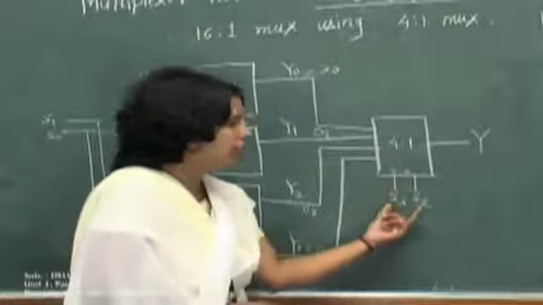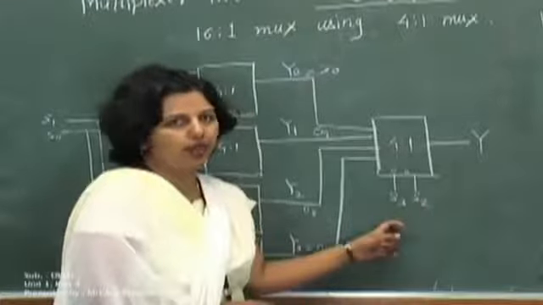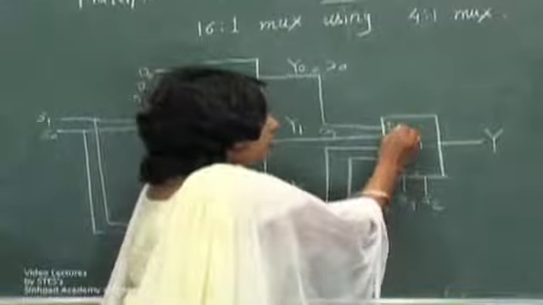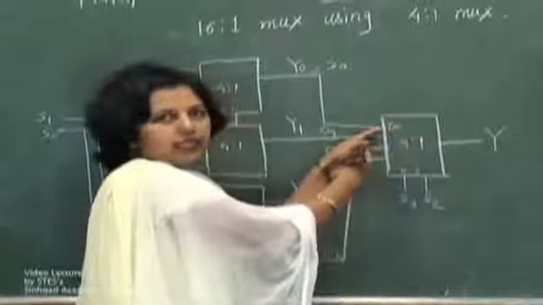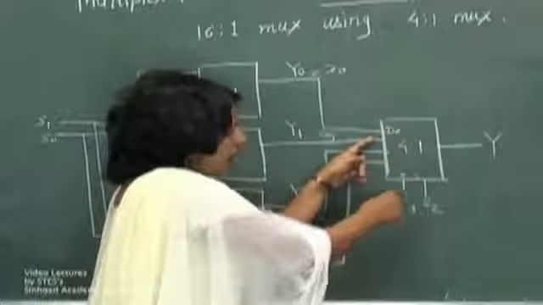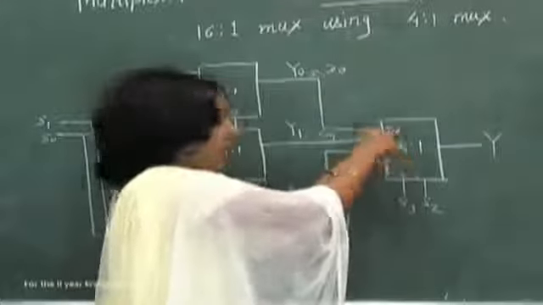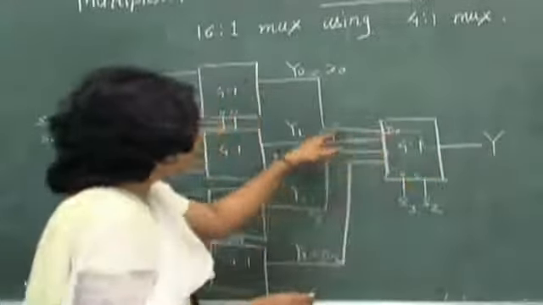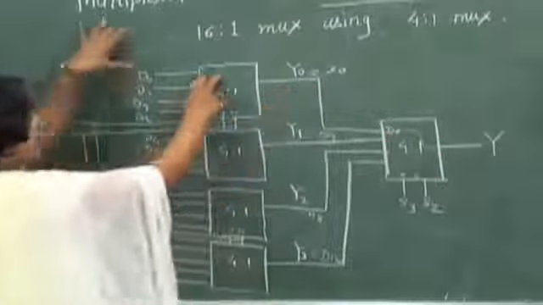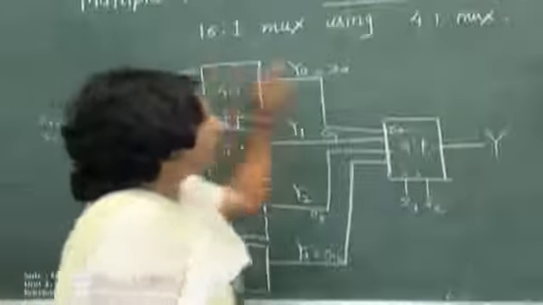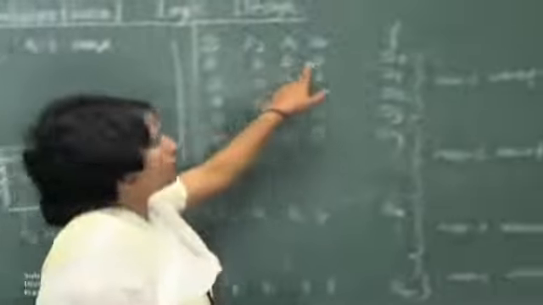But here, what are S2 and S3? It is 0, 0 again. So if it is 0, 0, what will happen? This one will select the D0 line of this multiplexer. Although all these lines have some output, this multiplexer will select only this line, and that is how Y will be connected to D0. This D0 is nothing but the D0 of the first multiplexer. So this is how my Y is connected to D0 when my select lines are 0, 0, 0, 0.